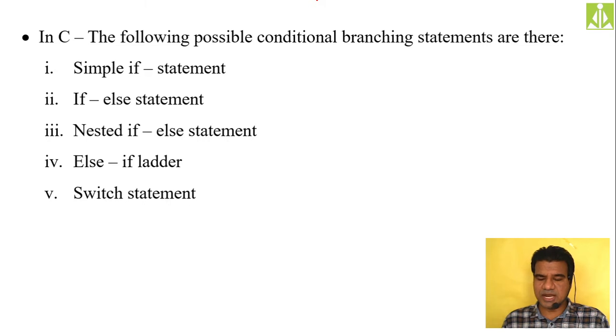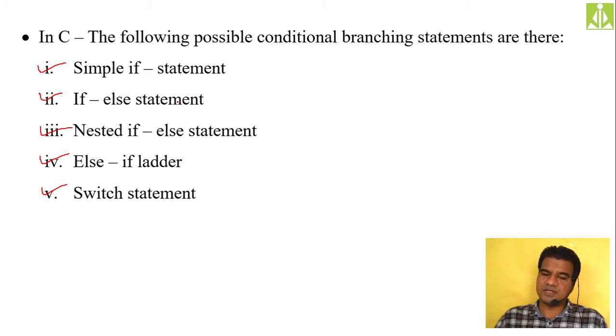In C, we have 5 different types of conditional branching statements. The first one is the simplest one, the if statement. Then we have the if else statement. Then we have the nested if else statement, the else if ladder, and finally the switch statement. Remember these 5: simple if statement, if else statement, nested if else statement, else if ladder, and finally the switch statement.